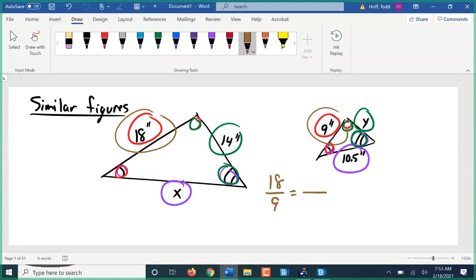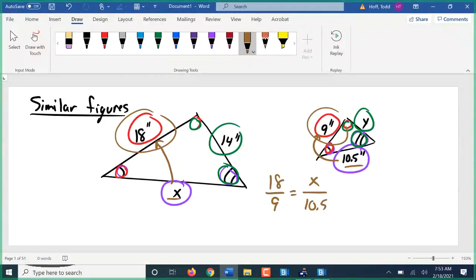Let's choose X to be the first missing side that we find. X is from the same figure as the 18, so it goes on top. Its corresponding side is the 10.5. Notice 10.5 is from the same figure as the 9-inch side.